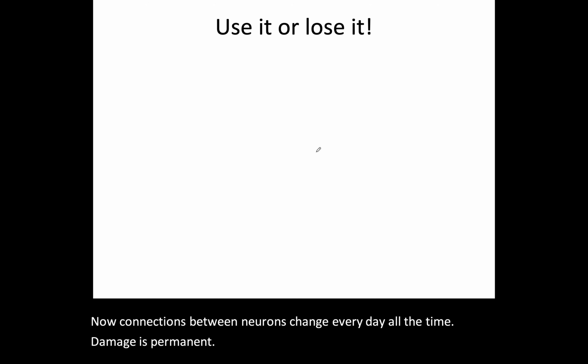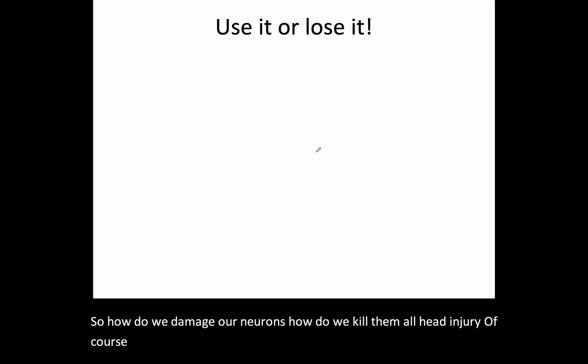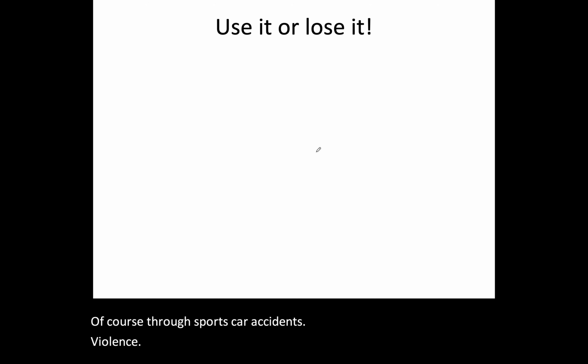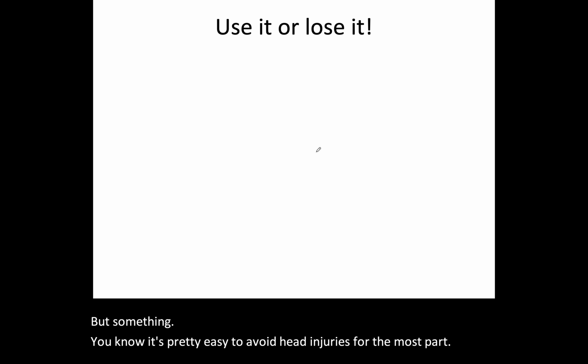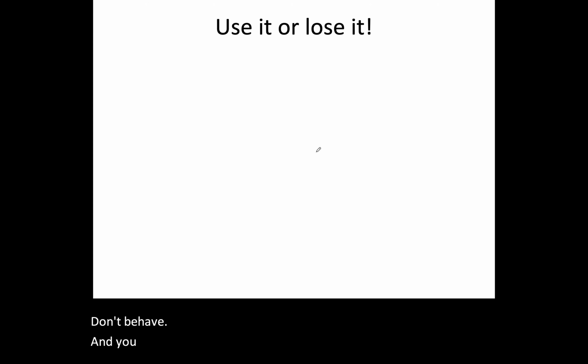So, how do we damage our neurons? How do we kill them? Well, head injury, of course, through sports, car accidents, violence. Also through drugs and overall unhealthy behaviors. But it's pretty easy to avoid head injuries for the most part. Don't play the sports, don't behave violently, and you can usually avoid a lot of it.